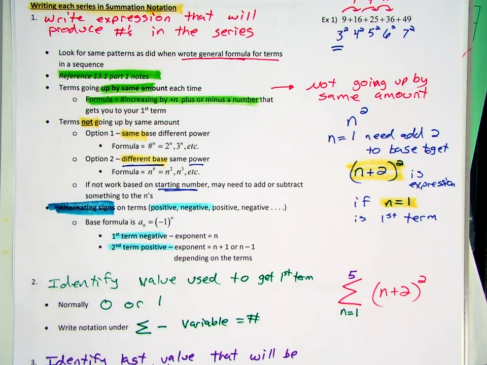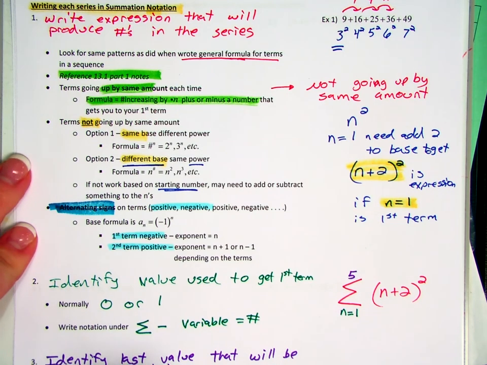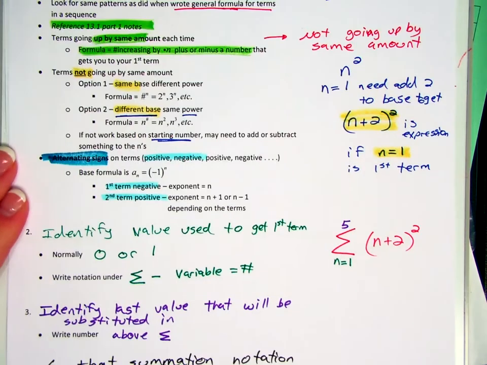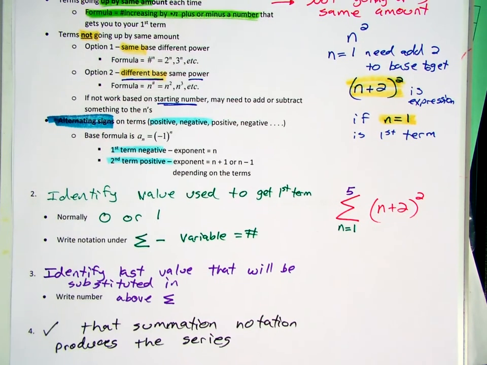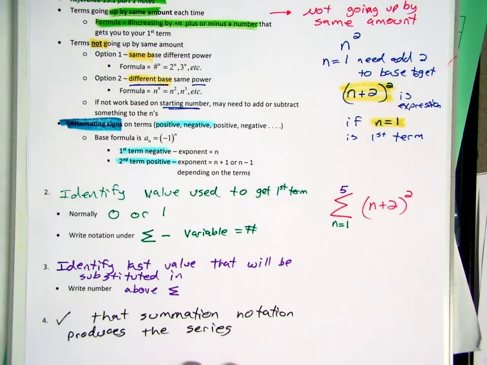And then your last step should always be to check that the summation notation produces the series. Oops, sorry, you couldn't see that. So check that the summation notation produces the series.